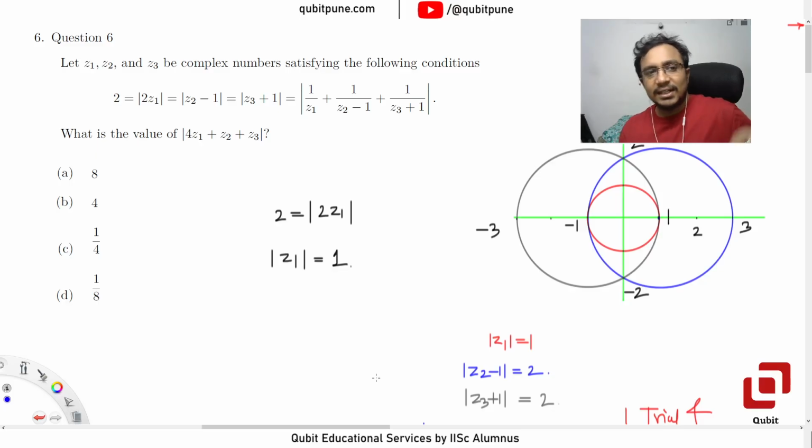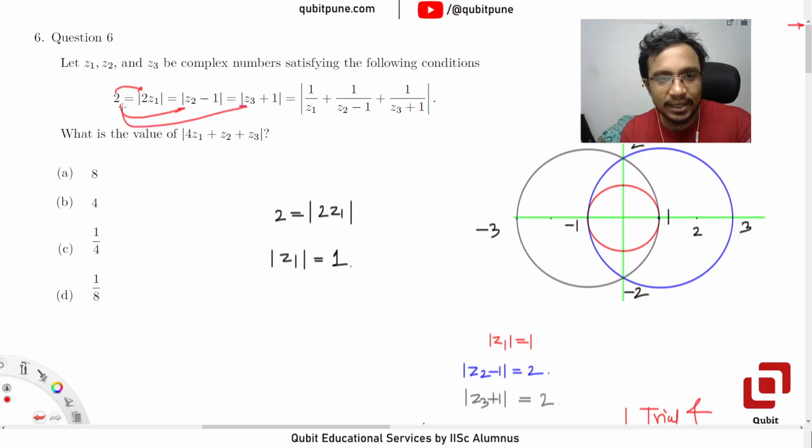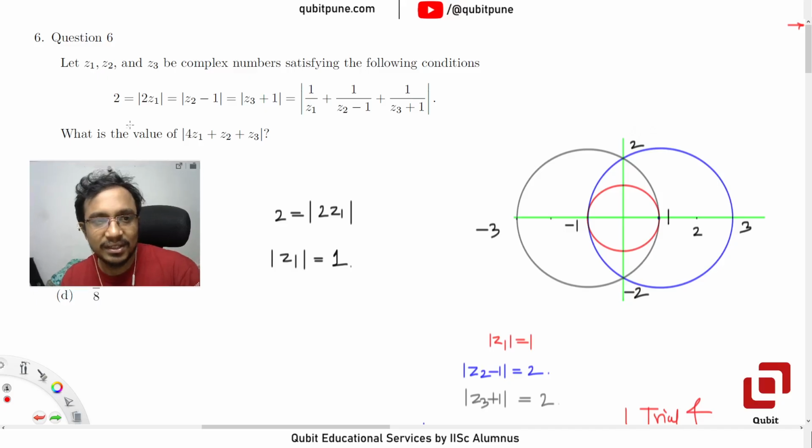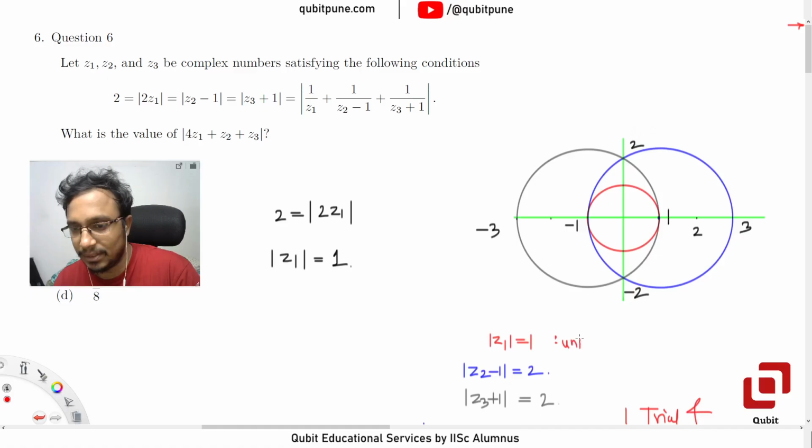Now, the first thing that I spotted when I looked at this problem was that all these equations correspond to some circles on the Argand plane. You can see that I have plotted them here. If you consider the first one, cancel the 2 and you get mod of z1 equal to 1, which is the unit circle, from -1 to 1.